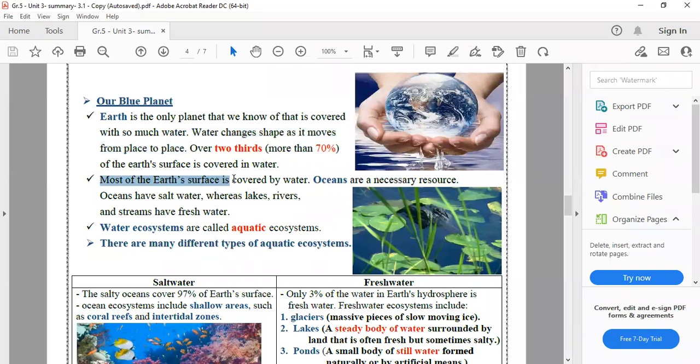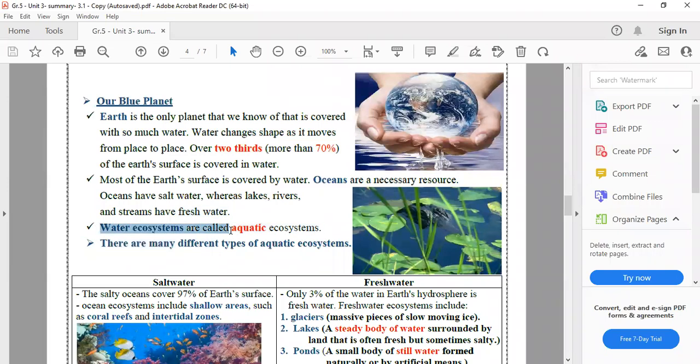Okay, most of the Earth's surface is covered by water. We said that over two-thirds or more than 70% of the Earth's surface. Okay, oceans are a necessary resource. Yes, because we get some fish to eat from the oceans and we get some salts from the oceans, and also we can use it for hydropower. So this is a necessary source. Necessary means it is vital or important. It's a must. A resource is anything that is useful to us. Oceans have salt water. Yes, when I go to the ocean or swim in the sea, I feel that it is salt water, right? Whereas lakes, rivers, and streams have fresh water. This is not salted water.